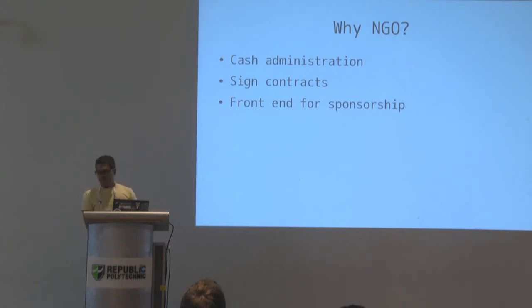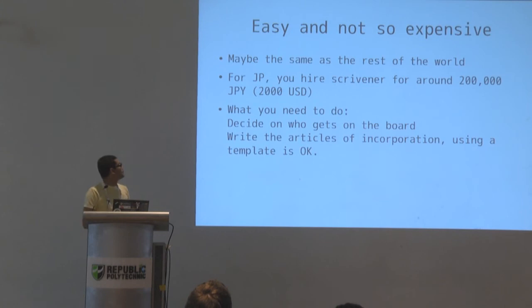And finally, the front end for sponsorships. I can't just go to Google and say, can you give me $10,000 and put it in my bank account for PyCon? It doesn't work that way. It's best if you have a legal entity with a bank account under that entity name, and you can receive sponsorship money into that account. So these are the three reasons why we had the NGO in JP.